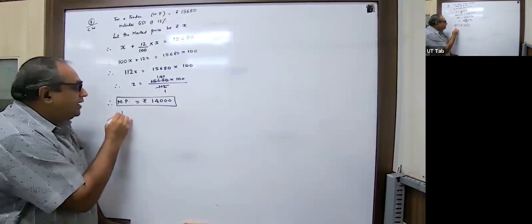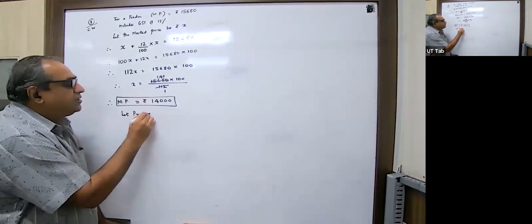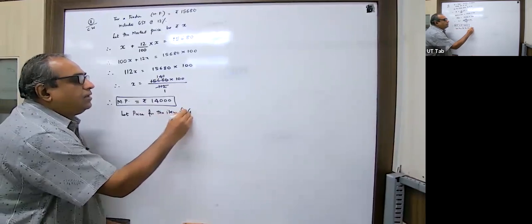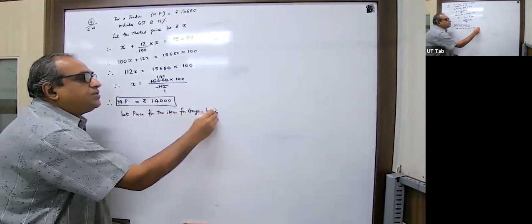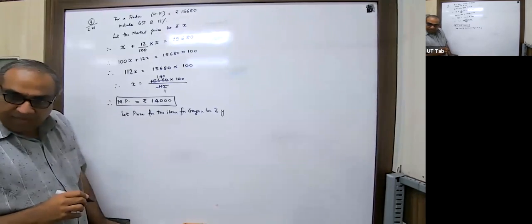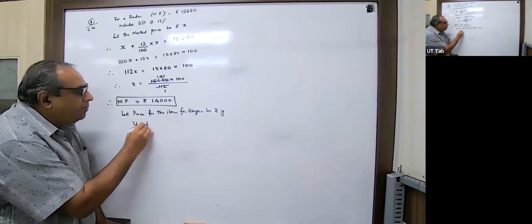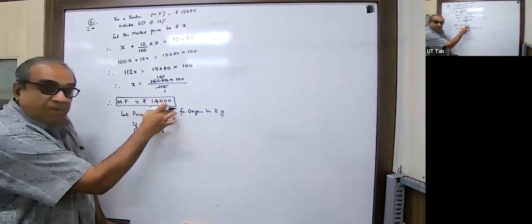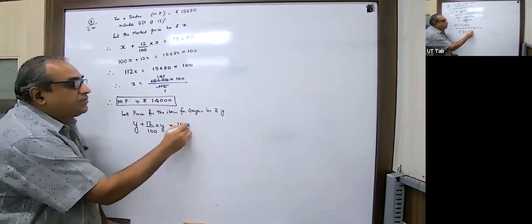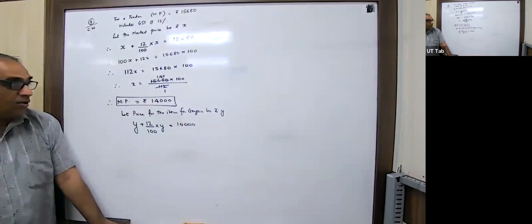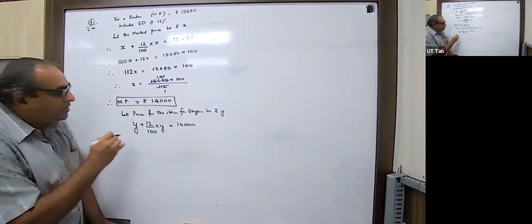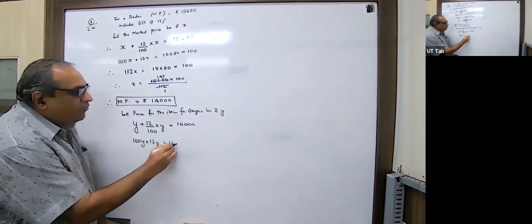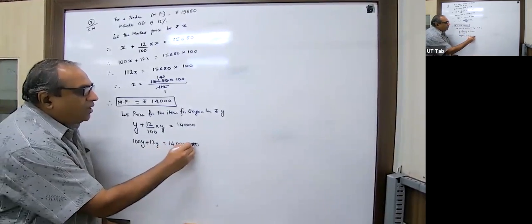Okay. Let the price for the item for Gagan be rupees Y. Okay. Now Y plus 12% of Y because Gagan said I will pay you inclusive of GST. This mark price is 14,000. So now I have to find out Y. Okay. So 100Y plus 12Y is equal to 14,000 into 100.